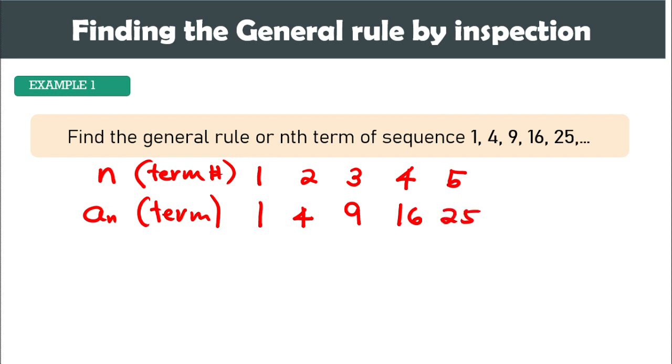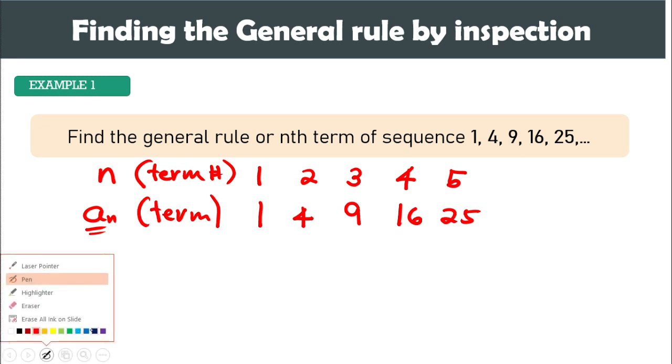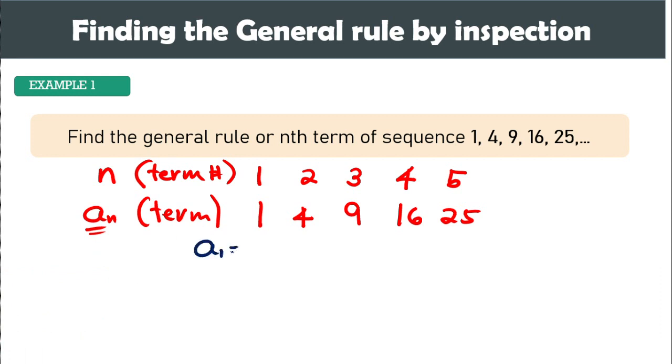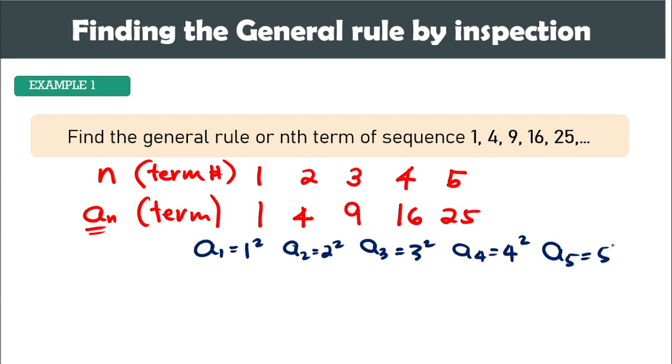We can determine the formula of the sequence by inspection. Take note that the value of a sub n here is the product of n times itself. So we can observe that the value of a sub 1 is just equal to 1 squared. The value of a sub 2 is equal to 2 squared, right? 2 times 2 is 4. The value of a sub 3 is 3 squared. The value of a sub 4 is 4 squared. And the value of a sub 5 here is 5 squared.